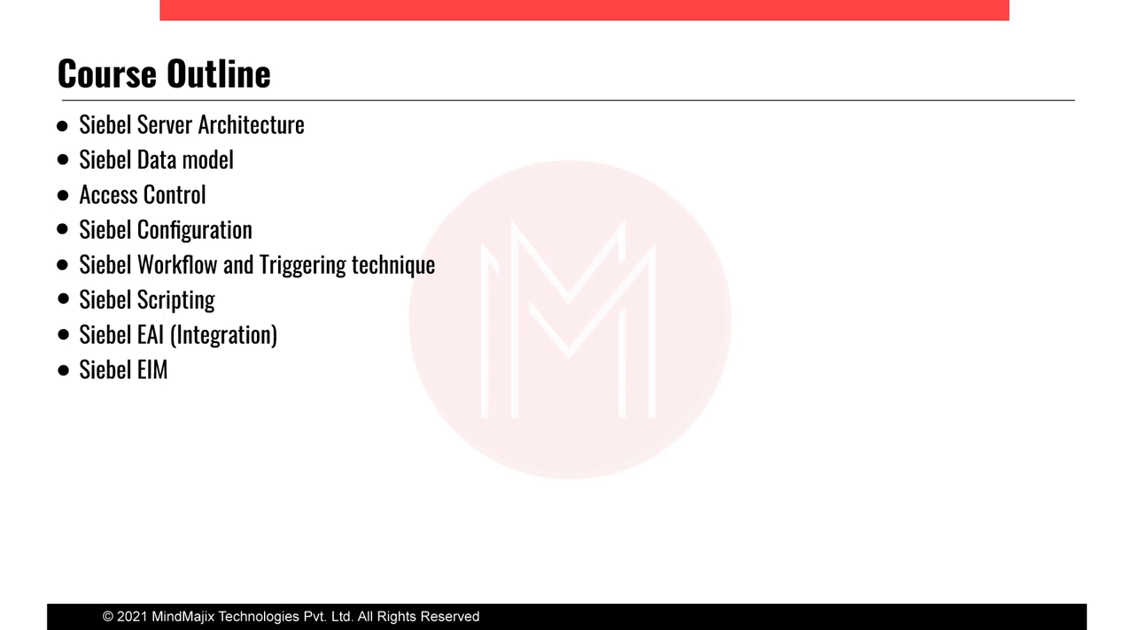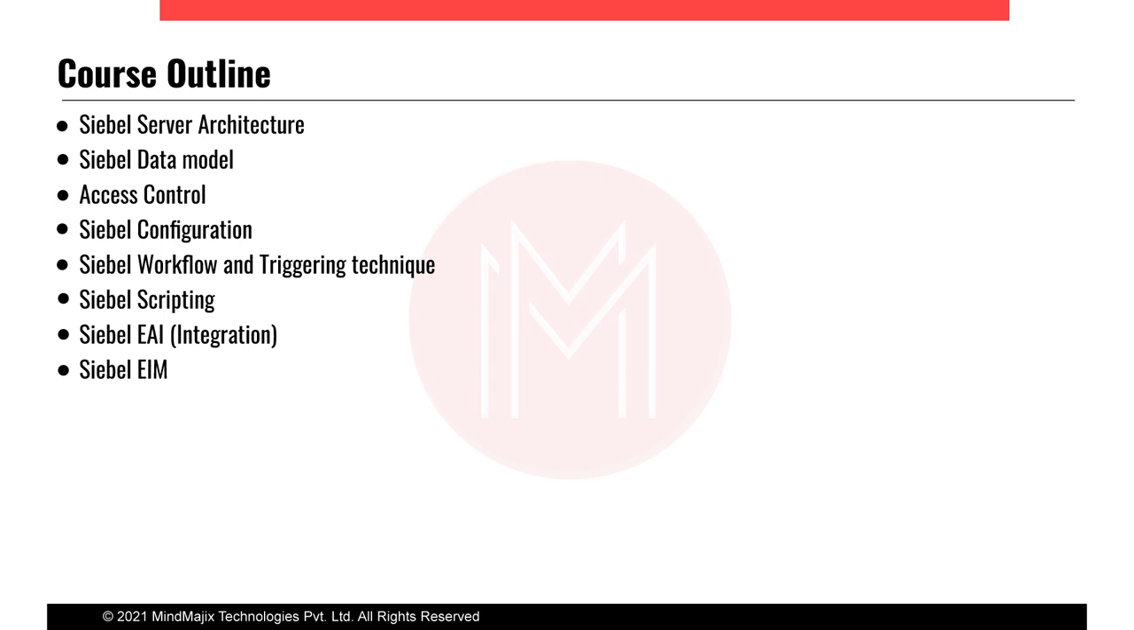Seibel workflow. Once we develop the workflow, there are different techniques to trigger those workflows. It is not like only one way we can trigger the workflow. There are different techniques for triggering the workflow. So all those things we will be understanding, and how to deploy the workflow. Now coming to Seibel scripting, we will be understanding how to write script in Seibel. What are the best practices for Seibel scripting? Those things we will be able to understand.